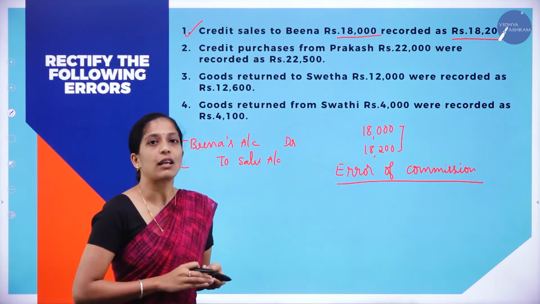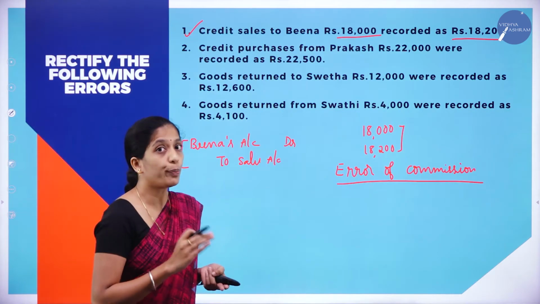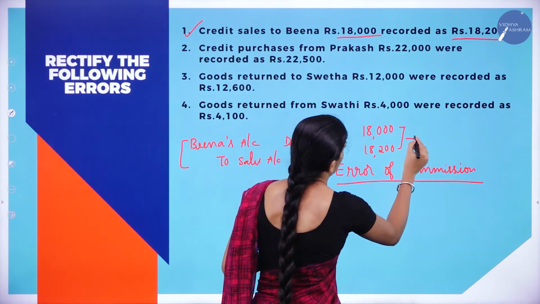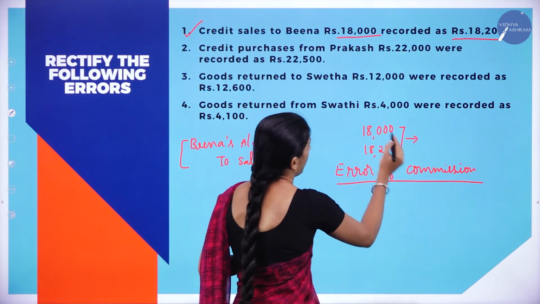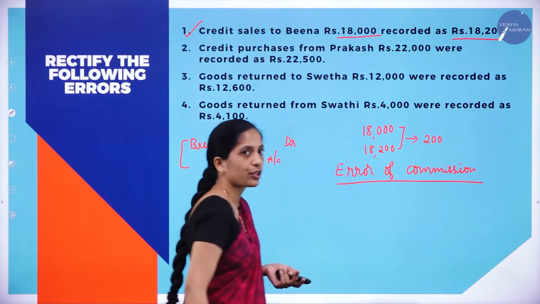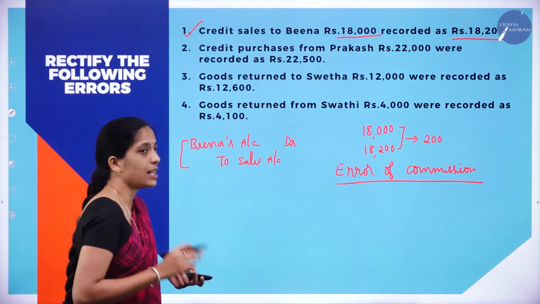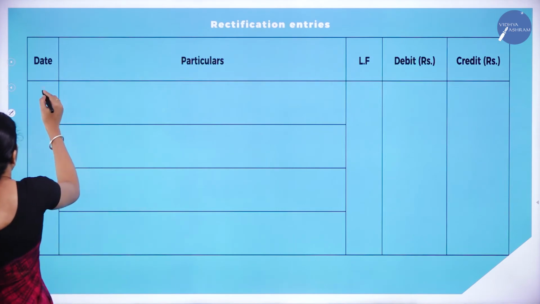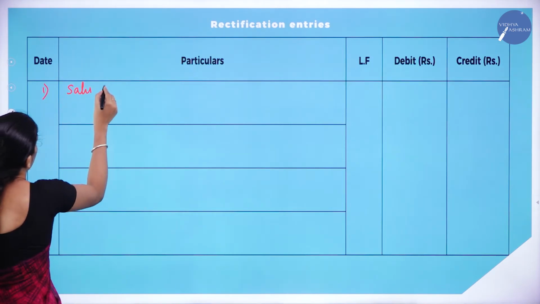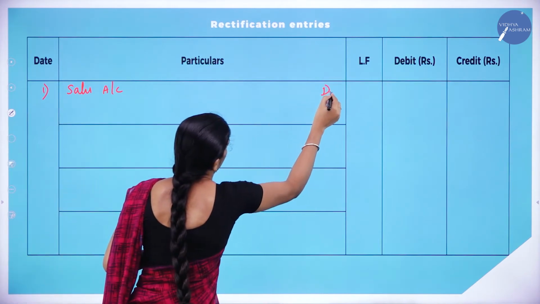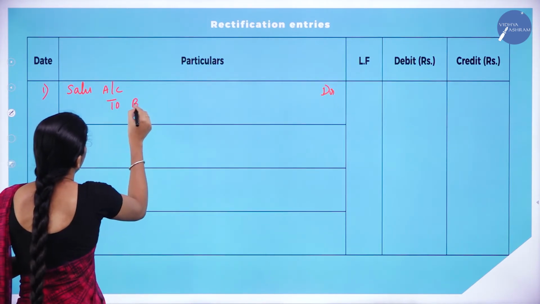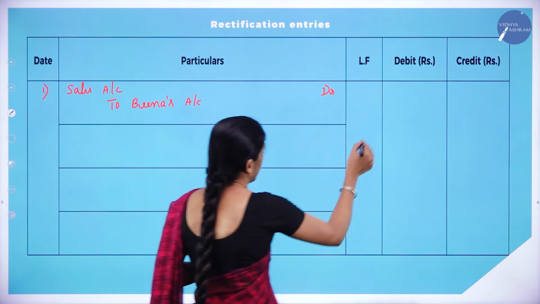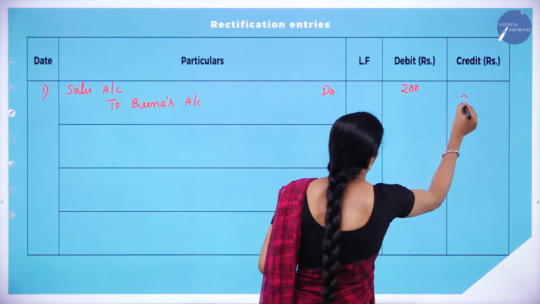So this is the rectifying entry. Sales account debit to Bina's account. Will reverse the entry, then how much will be the amount? Amount will be the difference amount, that is 18,200 minus 18,000. So your amount will be 200. Now we shall record this transaction, that is sales account debit to Bina's account 200. So the first one is sales account debit to Bina's account. Amount will be 200, that is difference amount.